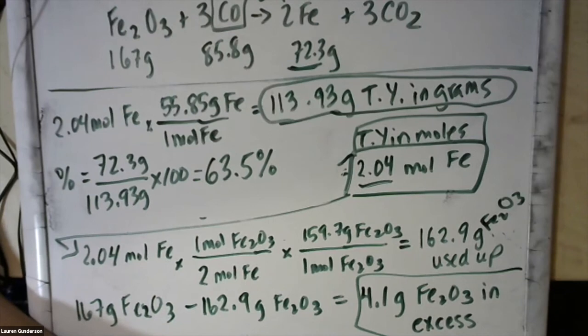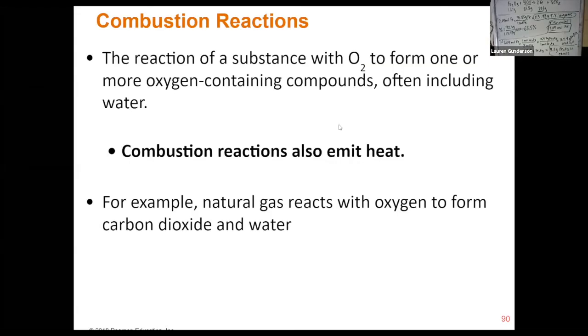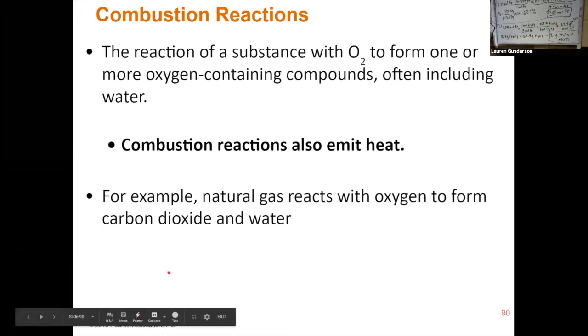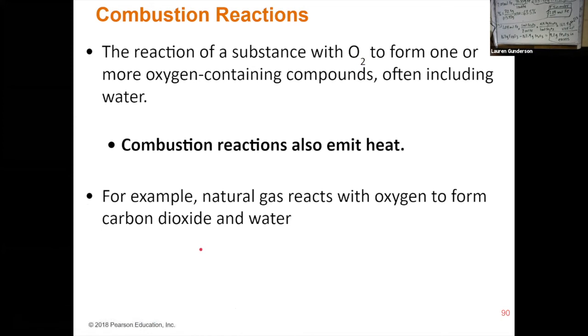That is the remainder of the theoretical yield limiting reactant problems for the chapter. The last few slides of the chapter just revisit combustion. So be sure to remind yourself again what the properties of combustion are. We've talked about it a lot. We talked about it in chapter 3 when we were doing actual combustion analysis, but we also talked about combustion a few different times during the course already, right?